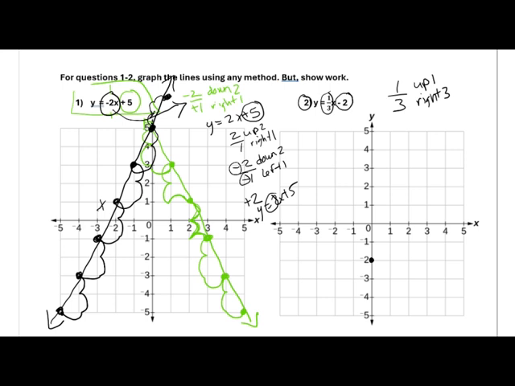So I have my dot at negative 2. Now I'm going to go up 1. Okay, I'm going to go up 1 and to the right 3. 1, 2, 3.